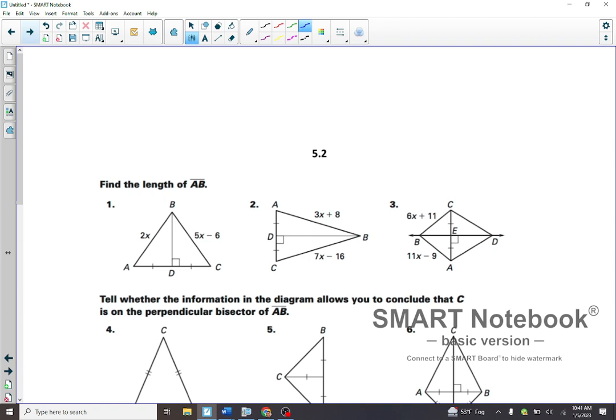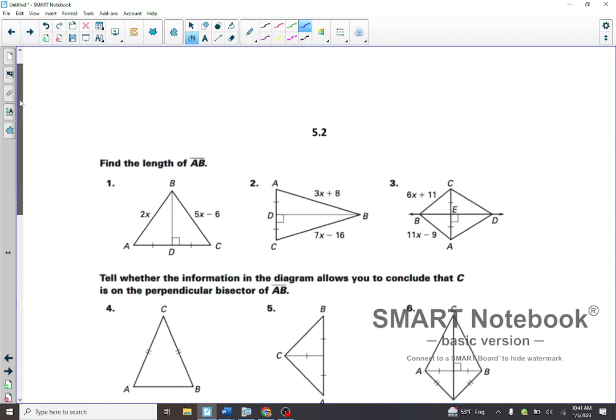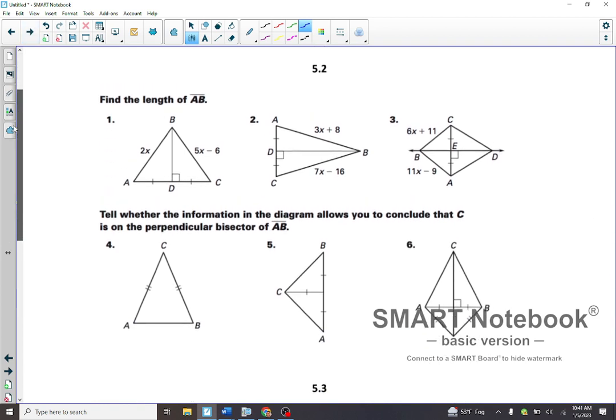Okay. All right, number 2. Because this is perpendicular, and because these are the same, the two sides must be equal to each other because they're both basically isosceles. So because of that, I can set these equal to each other.